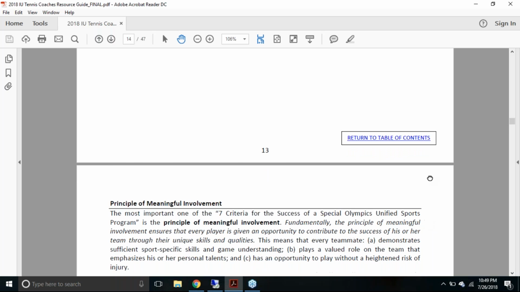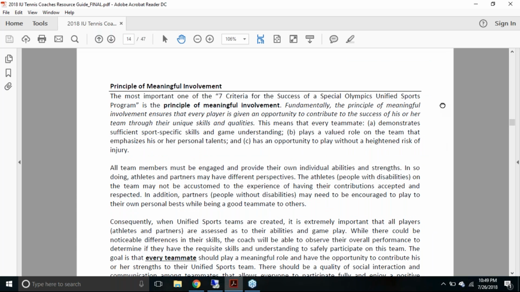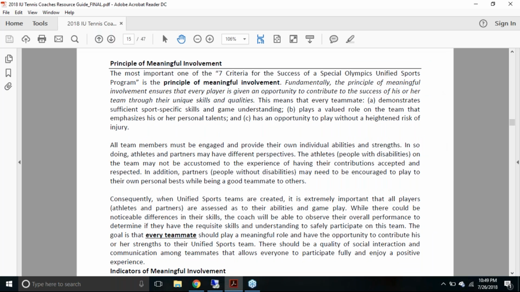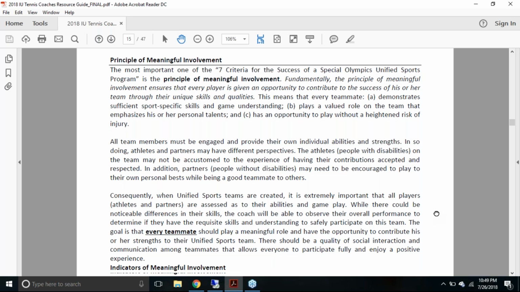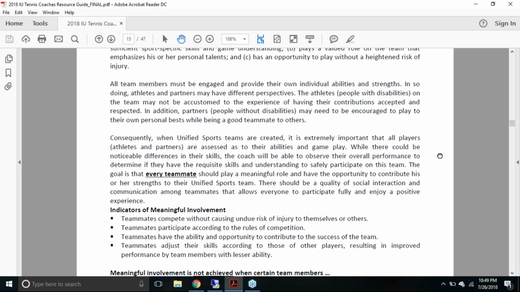The principle of meaningful involvement, which is the most important of the 7 criteria for the success of a Special Olympics Unified Sports Program. Fundamentally, the principle of meaningful involvement ensures that every player is given an opportunity to contribute to the success of his or her team through their unique skills and qualities. This means that every teammate, A, demonstrates sufficient sport-specific skills and game understanding, B, plays a valued role on the team that emphasizes his or her personal talents, and C, has an opportunity to play without a heightened risk of injury. All team members must be engaged and provide their own individual abilities and strengths.